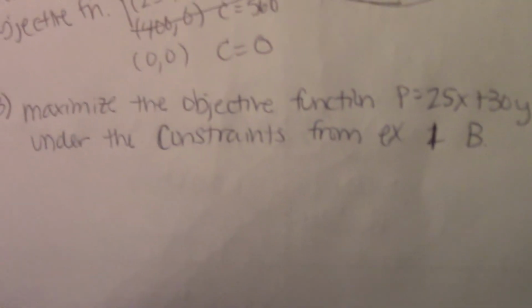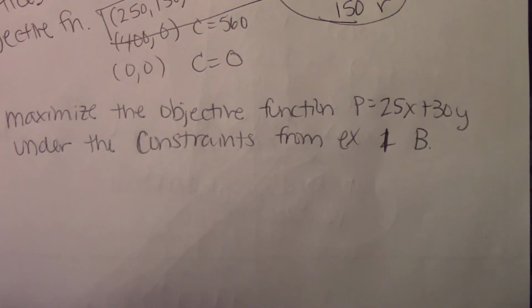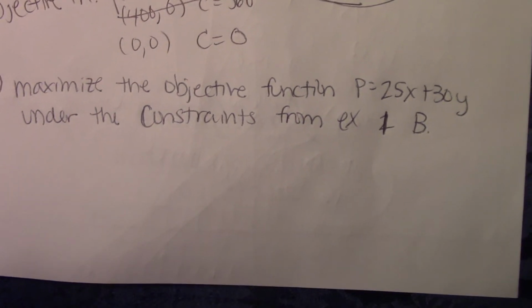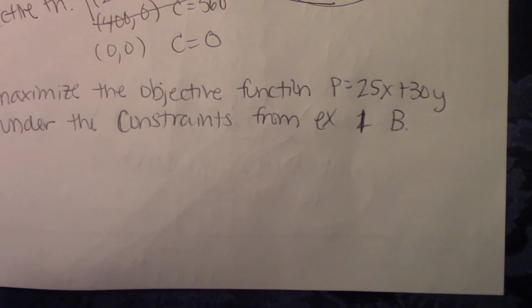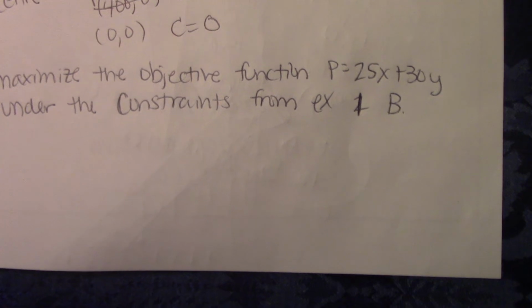I want you to try B. Maximize the objective function. This time I gave it to you since it's not a word problem. P equals 25x plus 30y under the constraints from example 1b.